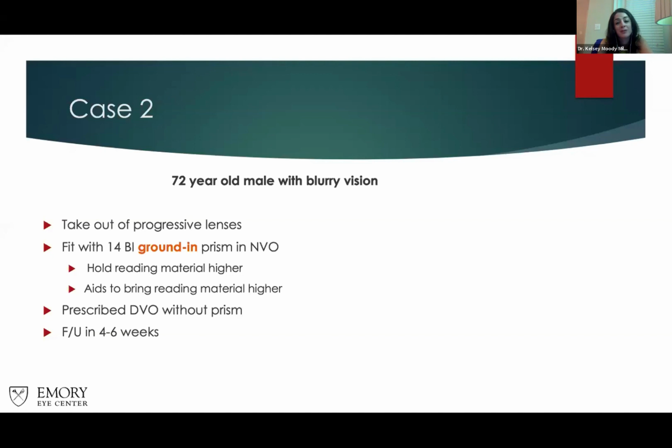And so I took him out of his progressives. That was probably his biggest issue. He physically couldn't move his eyes down to even use the progressive. And so we're going to fit him with just near vision only glasses with ground in prism.